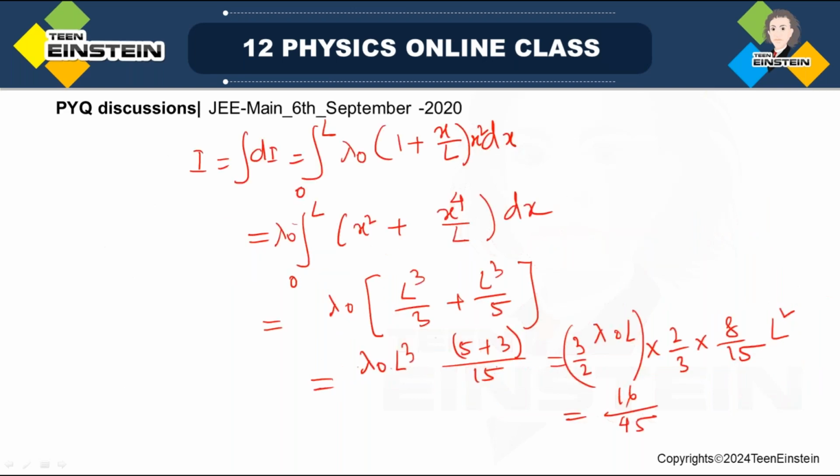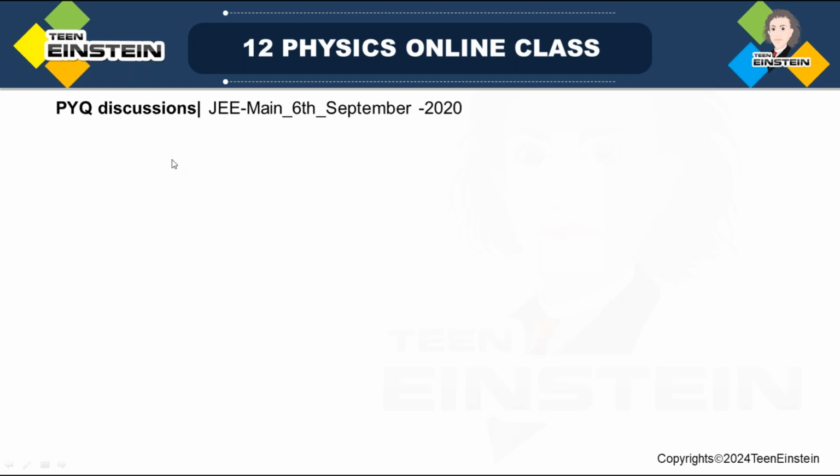So we have got the moment of inertia. Let me just cross check what we have done. So mass is also fine. We have got 3 by 2 lambda 0 into L. Only this we have to find out. We have to find out I is equal to integral from 0 to L of lambda x square dx.